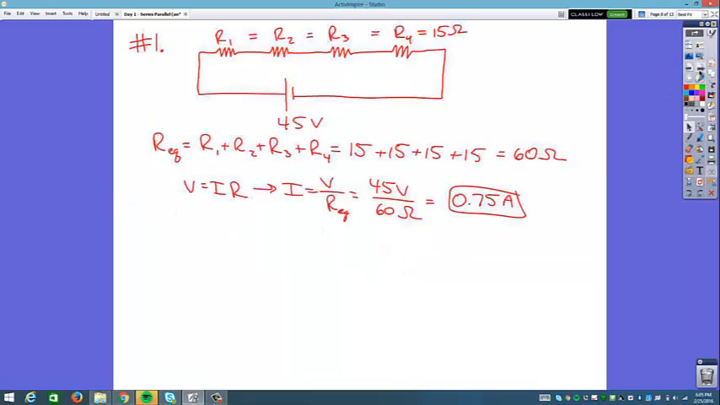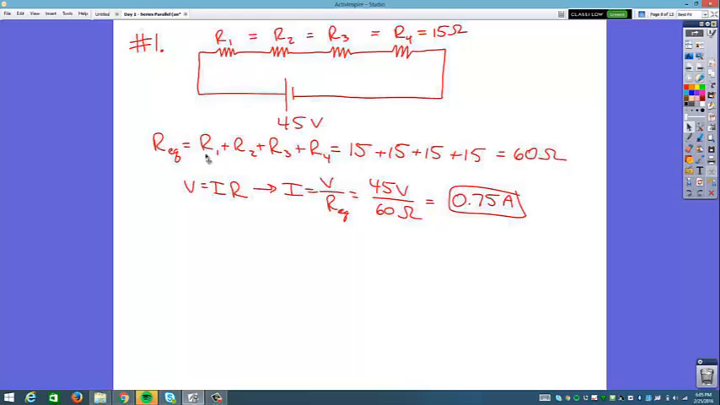Okay, so if you look at number 1 on the homework problem, you have 4 different resistors. Each resistor is identical to each other at 15 ohms. You need to draw these out for every single problem that you work through. Always draw your schematic design. So you have your potential of 45 volts, and then you have all of your resistors.